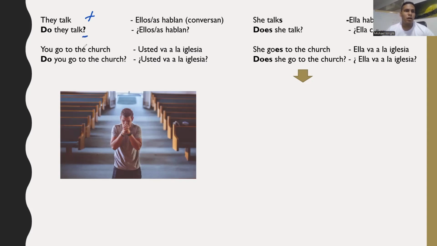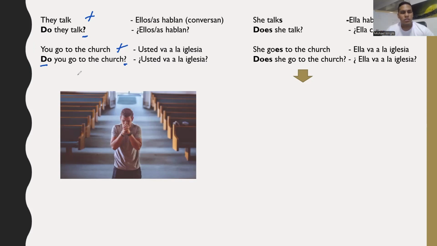So if you say you go to the church, this is the statement, but in this case, what I would do to convert this statement into a question would be to basically write do before, right? So do you go to the church? Come on, do it with me, please. Do you go to the church? Remember the question mark at the end. There is not question mark at the beginning. It's unuseful.